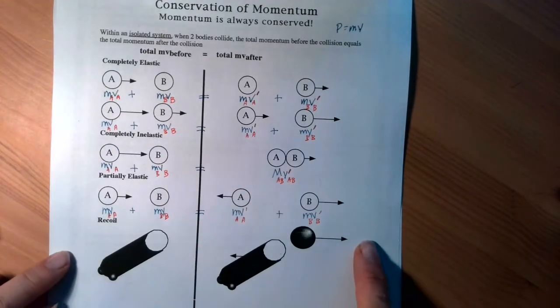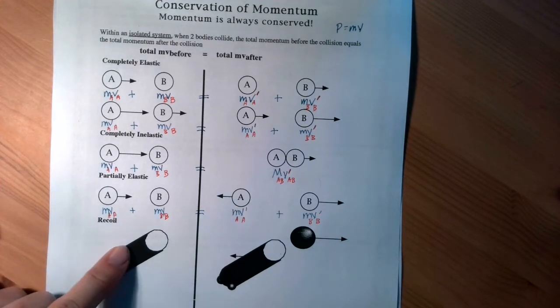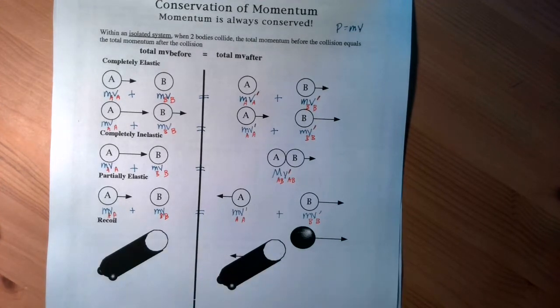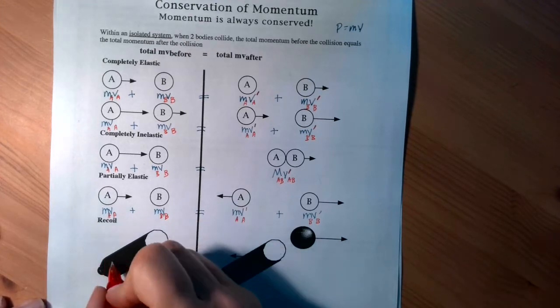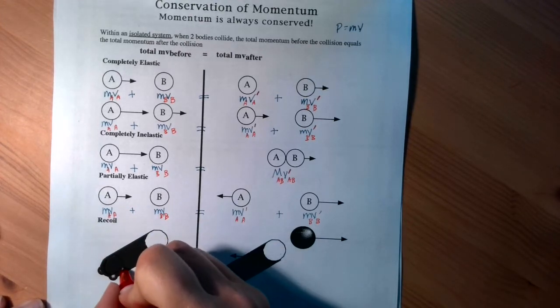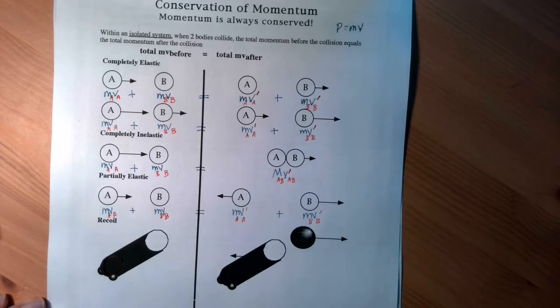Now, what about recoil? Recoil is when you start with one object and you end up with 2. So guns are a really good example, but also jumping off of a boat or a raft is an example of recoil. Now, you can't see, but there is a cannonball in here.